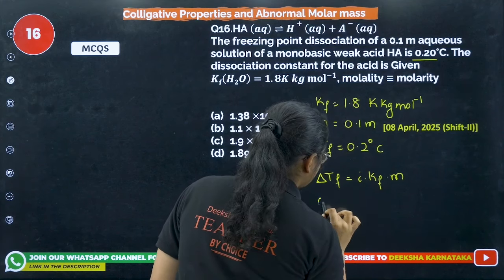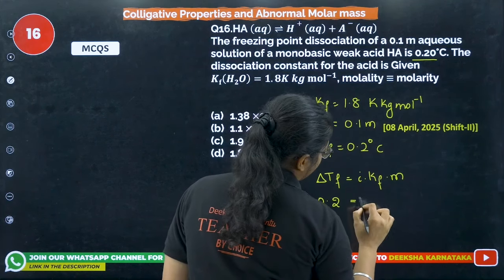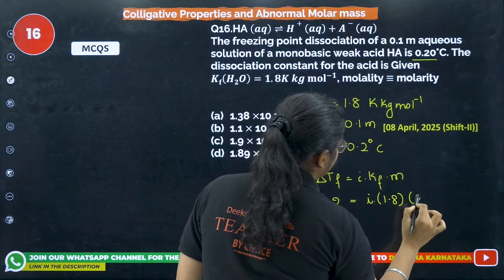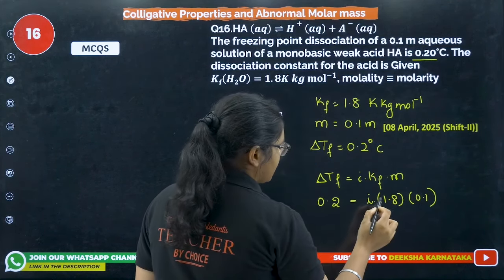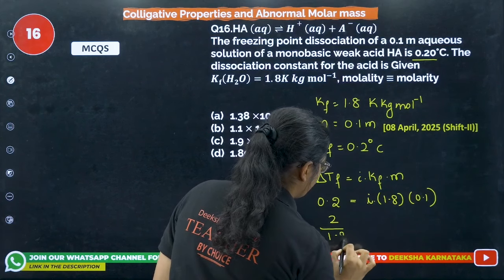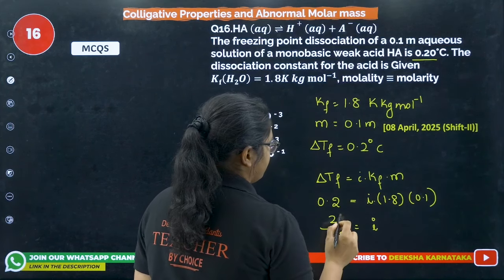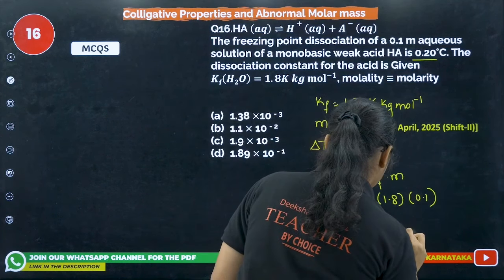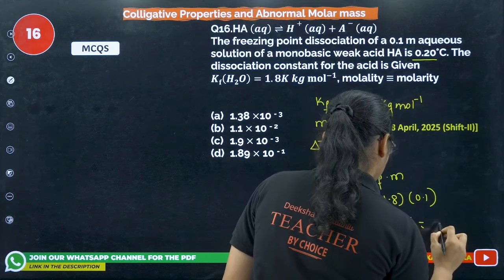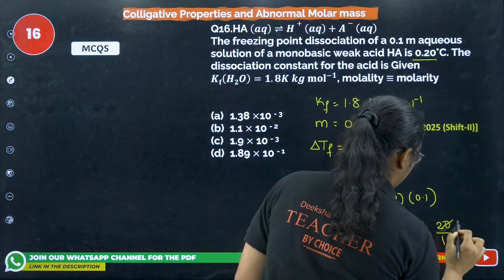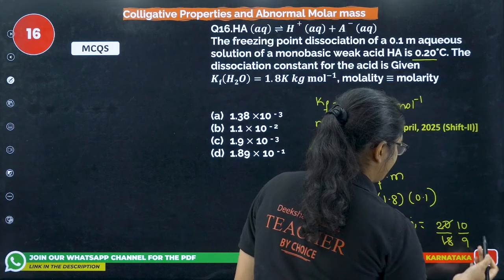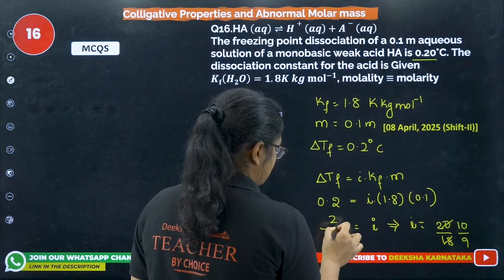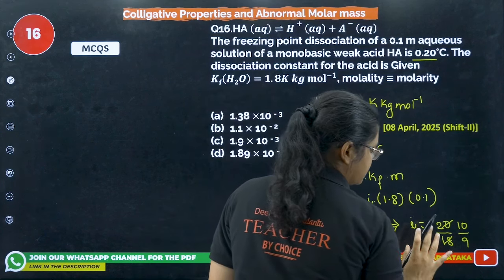Now delta Tf is equal to I into Kf into m. Delta Tf is 0.2, I value I have to calculate, Kf value is 1.8 and molality is 0.1. So I have 2 by 1.8 is equal to I value. If I solve, 20 by 18, 2 tens are 20, 2 9s are 18, so I will get 10 by 9. Just a minute, let me check. Yeah, I will get 10 by 9 as the I value.